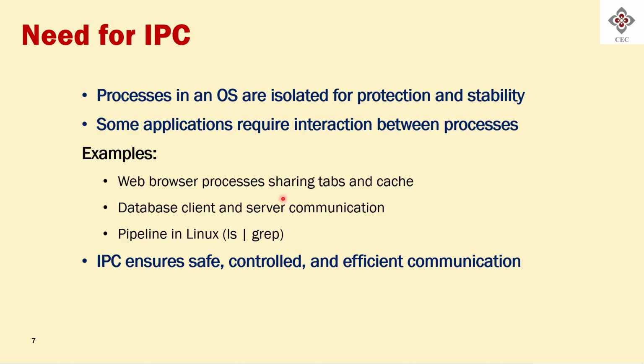Many applications in modern operating systems need huge interaction among the processes, and there are a few examples, like the web browser process that is sharing tabs and cache. This is highly interactive, and we have database and client-server communication, where the database and the server communicate quite often, and we have to ensure that this access is legitimate and appropriate. And we have an example in Linux called pipeline in Linux. Overall, IPC is going to provide efficient and controlled communication.